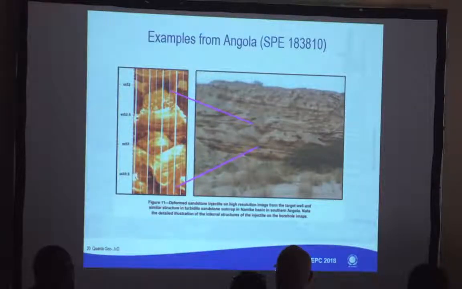So you can readily identify them in the image. This is an analog, of course. This is not an image taken exactly over this outcrop. That would be impossible. But this is an analog of what these injectites look like.